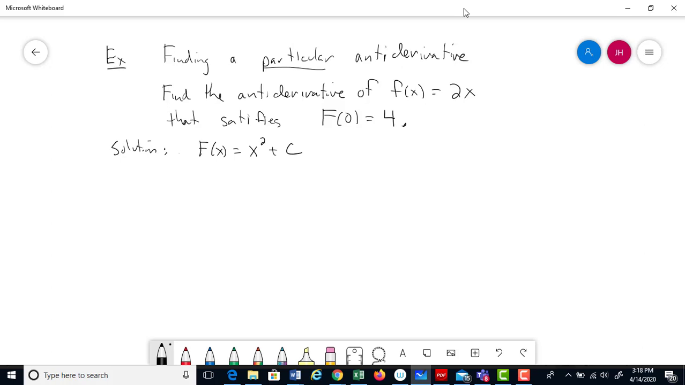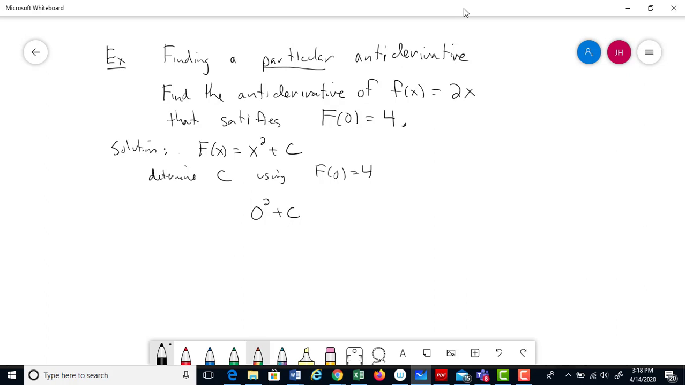Now, so far what I know is this is the antiderivative, but it also has to satisfy f of 0 is equal to 4. So now we're going to determine c using f of 0 is equal to 4. So what I'm going to do is plug in 0. When I plug in 0, I'm going to have 0 squared plus c.